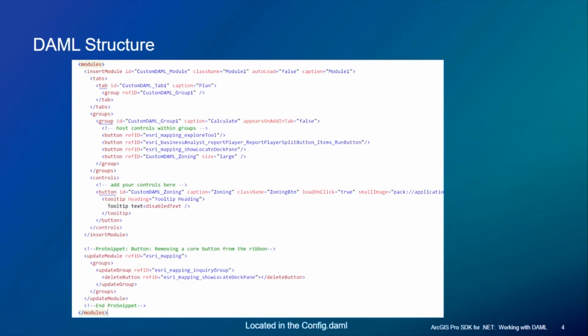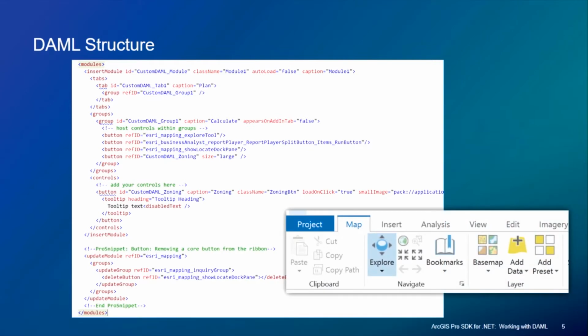This is the structure of a typical DAML file that has an insert module and an update module. So how does this translate to Pro? Like, what does it mean by declarative structure? So here we are. This is how Pro looks like. The ribbon on Pro is controlled through this file.